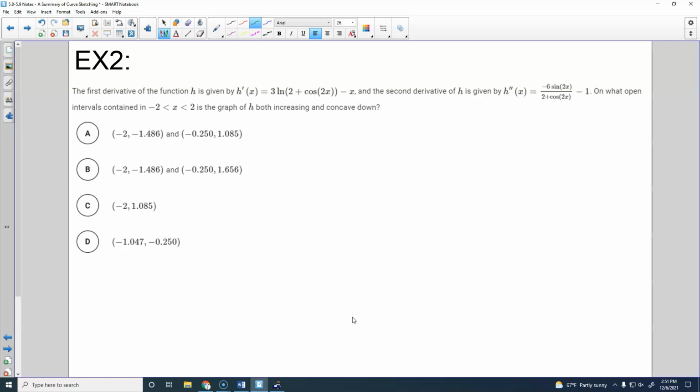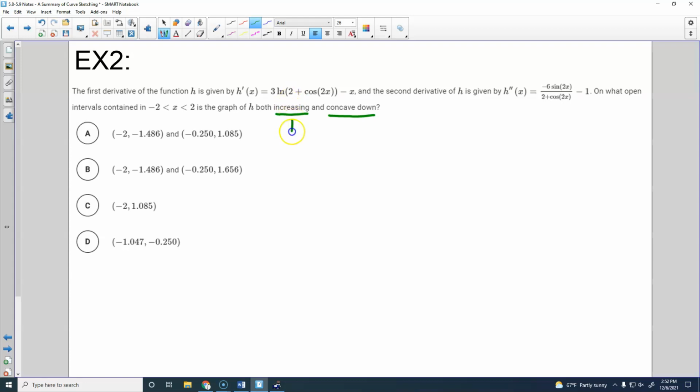Okay, so let's talk about this a little bit before we graph it so that we can be smart about answering this question. They give you the first derivative and the second derivative of h. And then they ask you on what intervals is the graph of h both increasing and concave down. So it is asking us about h. It is not asking us about h prime or h double prime. So when you graph one of these, you're not looking at the graph it's asking you about, right? You're looking at the derivative or possibly second derivative.